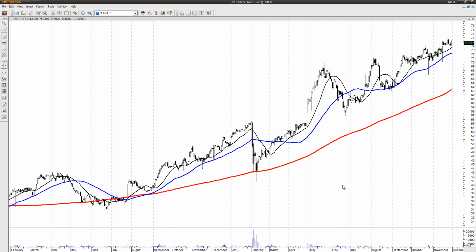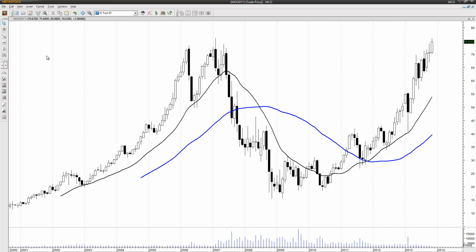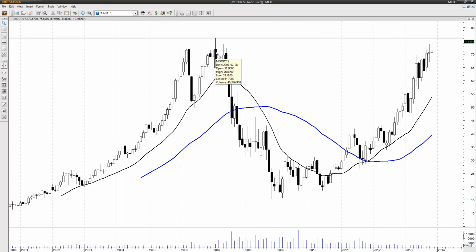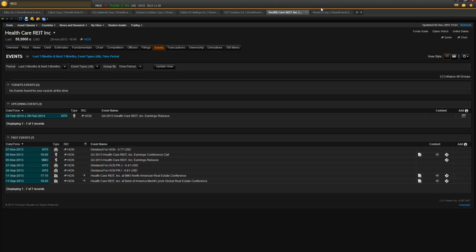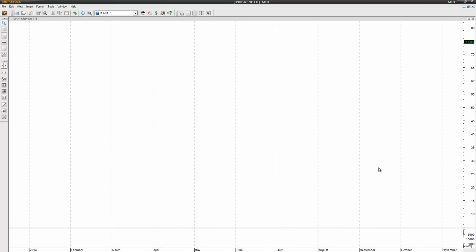Okay, take the next chart. This is the last chart. Change to monthly data. This is the level. You got a high of 76.90 on Moody's. Check for earnings on Moody's. No earnings coming up close by. That was the last chart.